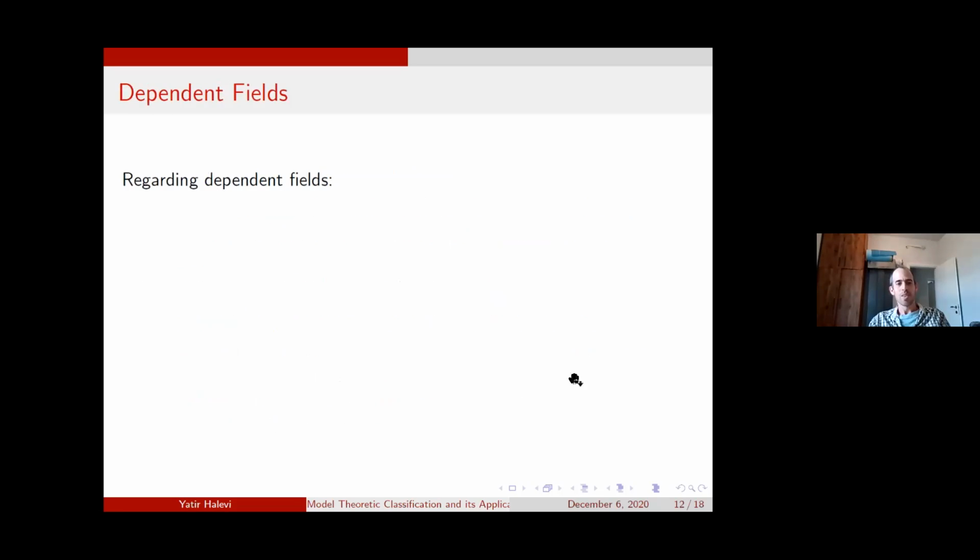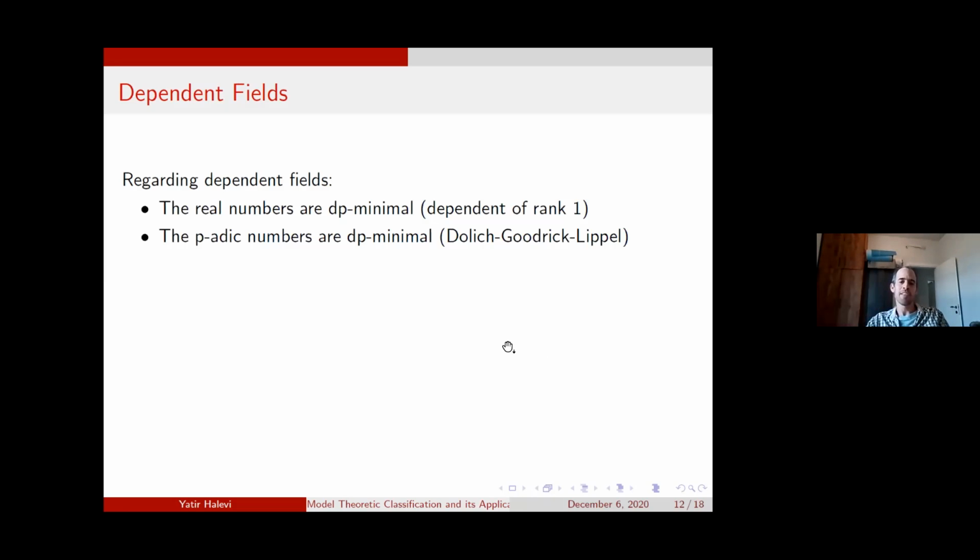Okay. What about dependent fields? What do we know about them? We know that the real numbers are dp-minimal. So it means that they are dependent, and the rank that comes with dependence is rank 1. This uses already quantifier elimination results that go back to Tarski.